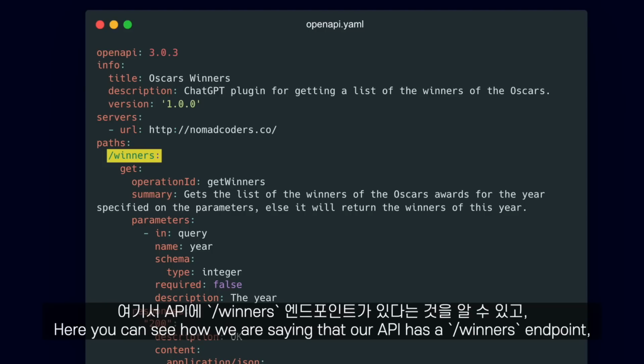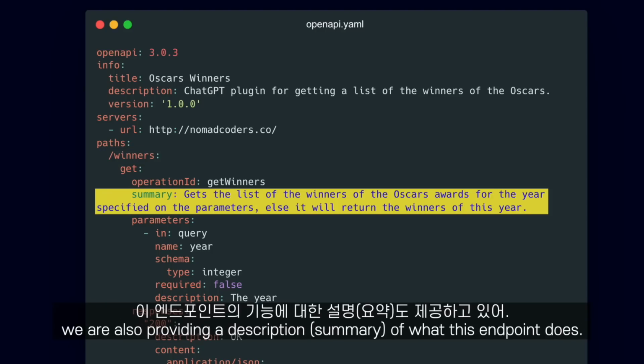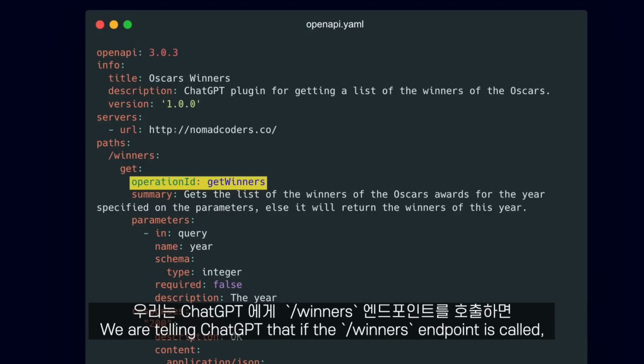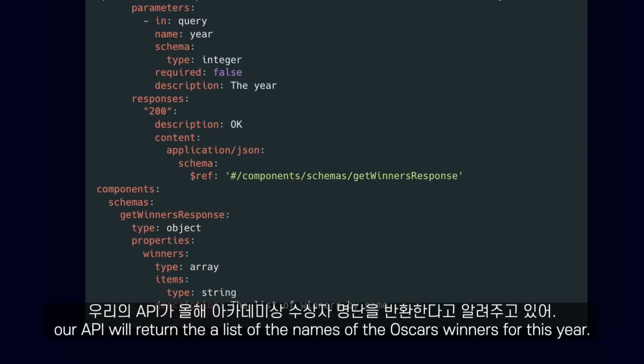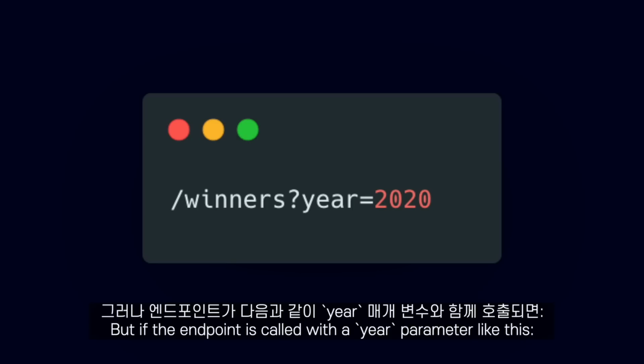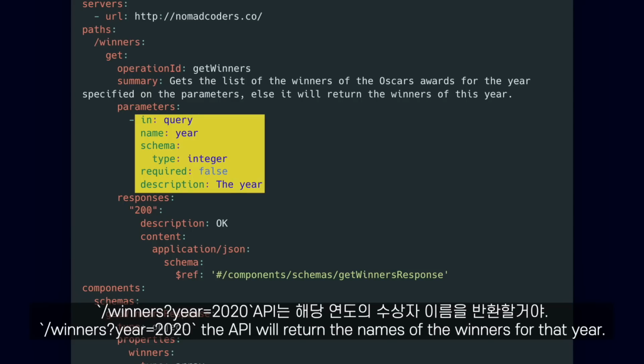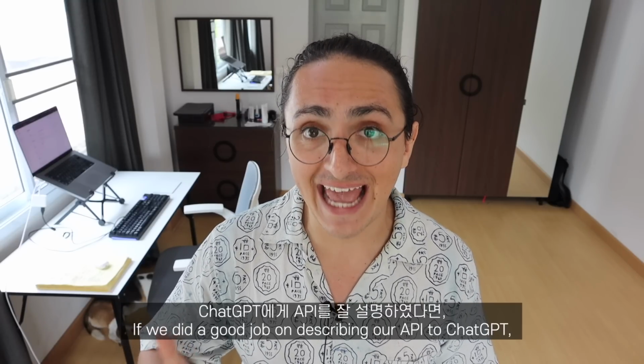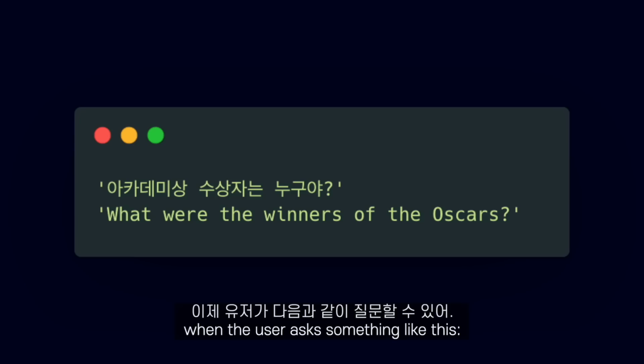Here you can see how we are saying that our API has a /winners endpoint. We are also providing a description of what this endpoint does. We are telling ChatGPT that if the /winners endpoint is called, our API will return a list of the names of the Oscars winners for this year. But if the endpoint is called with a year parameter, like this, the API will return the names of the winners for that year.